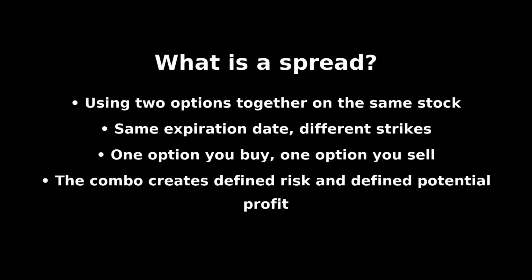So what is a spread? A spread is simply using two options together on the same stock. They share the same expiration date, but they use different strike prices. With one of those options, you're buying a contract. With the other, you're selling a contract. When you combine them, you create defined risk and defined potential profit. In other words, you know your worst case loss and your best case gain before you even place the trade.